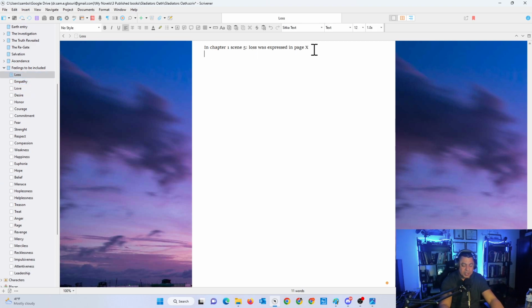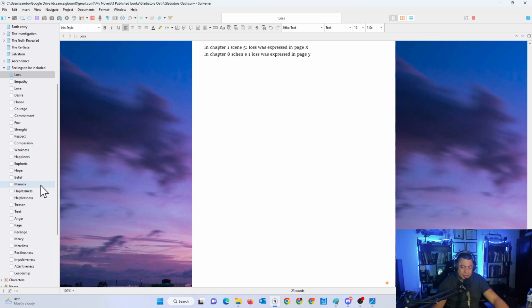Because if I express it in other places, I'm going to say in chapter 8, scene 1, loss expressed in page Y, and so on. Why I'm doing this is to help me not miss the ultimate goal. Because I like to be organized. I like to do it as perfect as possible. You probably have not seen many of my books, but that's not a problem, because right now I'm perfecting the craft. That's all I'm doing.